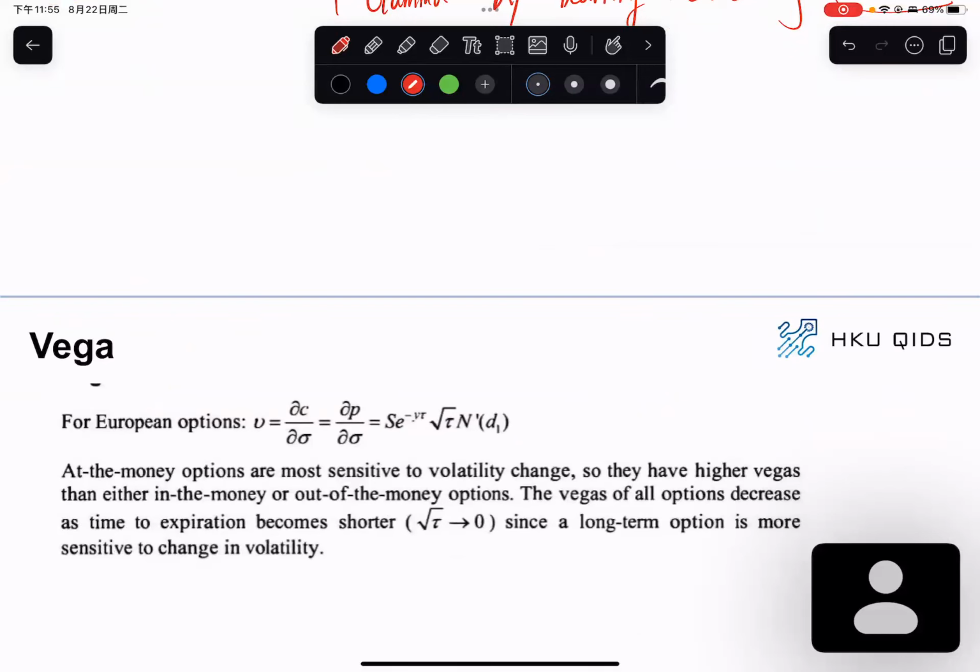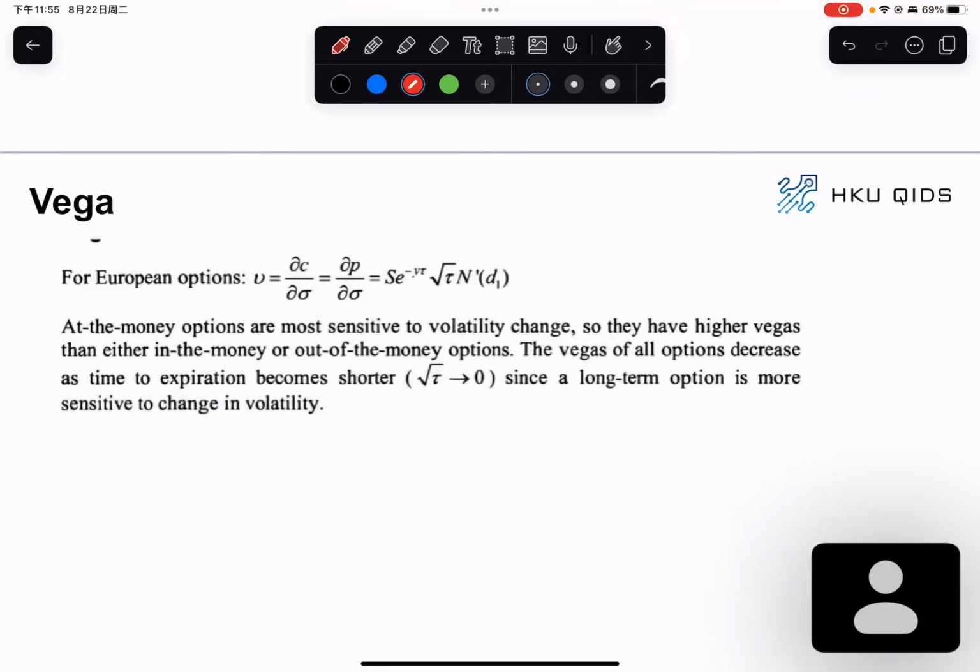And last but not least, Vega. I think Vega is very important. If you ask any traders, and if you go to see the Bloomberg, most traders do not quote options on their price. They directly quote buy or sell volatility, which means they buy or sell according to Vega, right? So for volatility, of course, at-the-money options, as you already see in the delta and the gamma plot, are most sensitive to volatility changes. So of course, they have higher Vega than either in-the-money or out-of-the-money options.